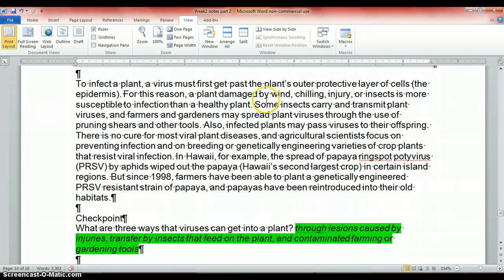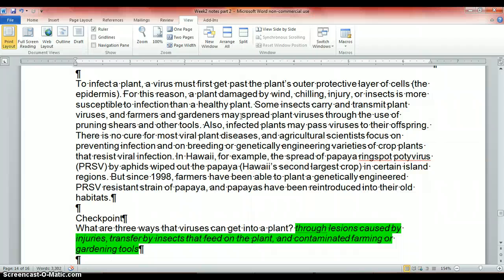Some insects carry and transmit plant diseases. In animals, you could think of mosquitoes and malaria, right? Farmers and gardeners may spread plant viruses through the use of pruning shears and other tools. Because say you chop off part of a sick plant, then chop off part of a new, good plant, you might transfer that disease. So I guess it's important to wash your gardening shears. I would never have thought about that.